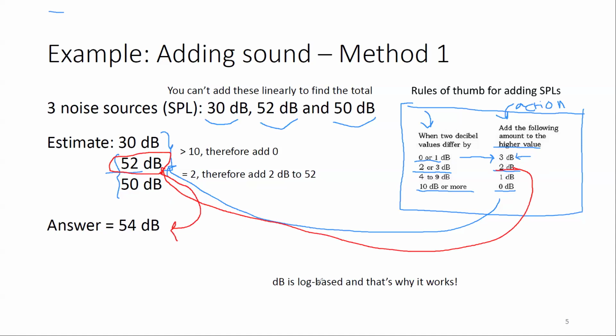Does that make sense? Do we need to sort the numbers or not? It really doesn't matter. You can do it any way you want. If you compare 30 to 50, the difference is 20. You keep the bigger number. You do not add any decibels because it's more than 10. And then you compare 50 to 52. The 52 is the higher number. The difference is 2 decibels, and you add the 2 decibels. So really, the order doesn't matter how you compare them. Any questions?